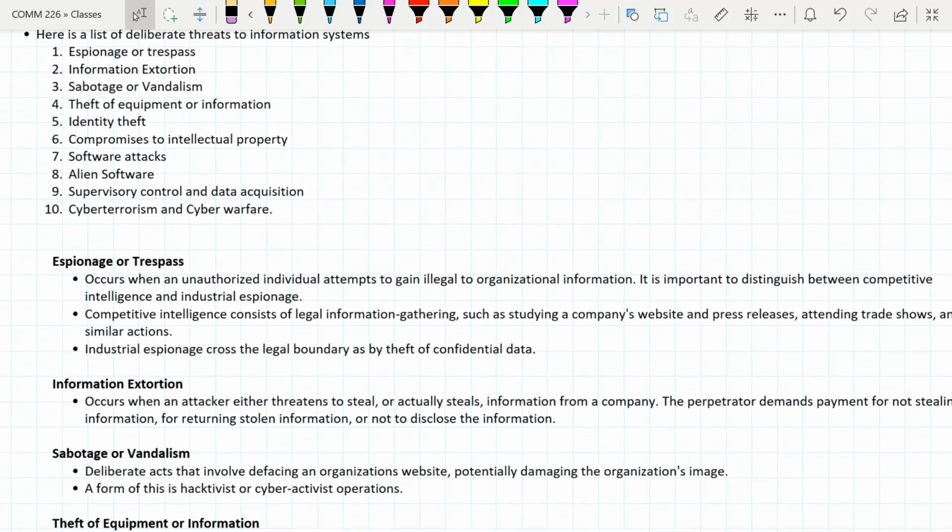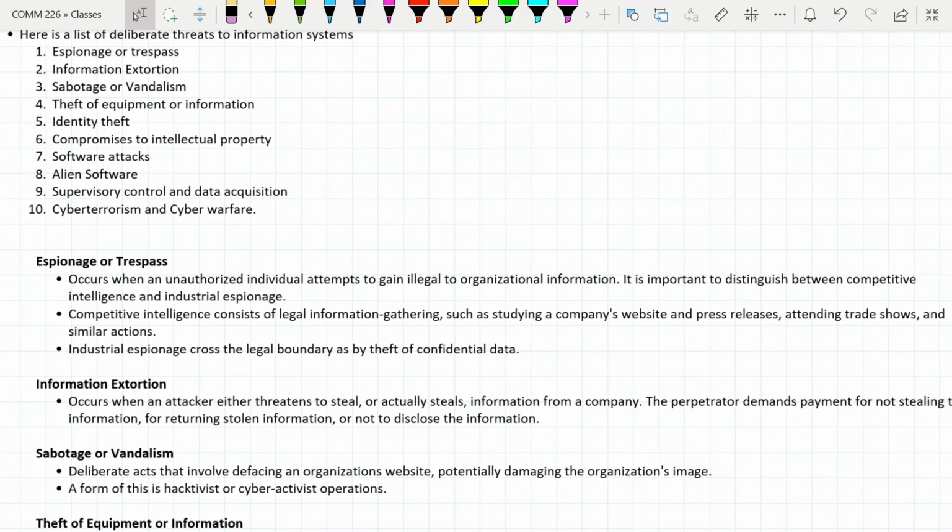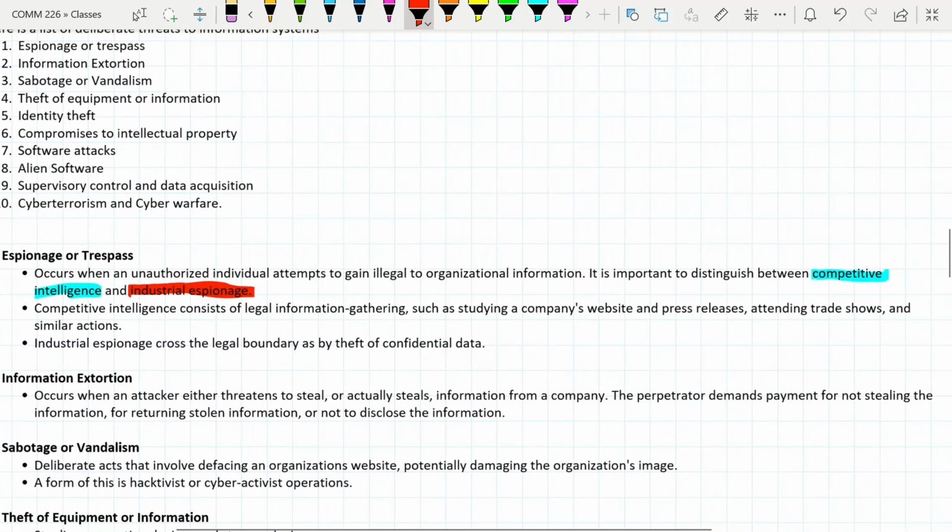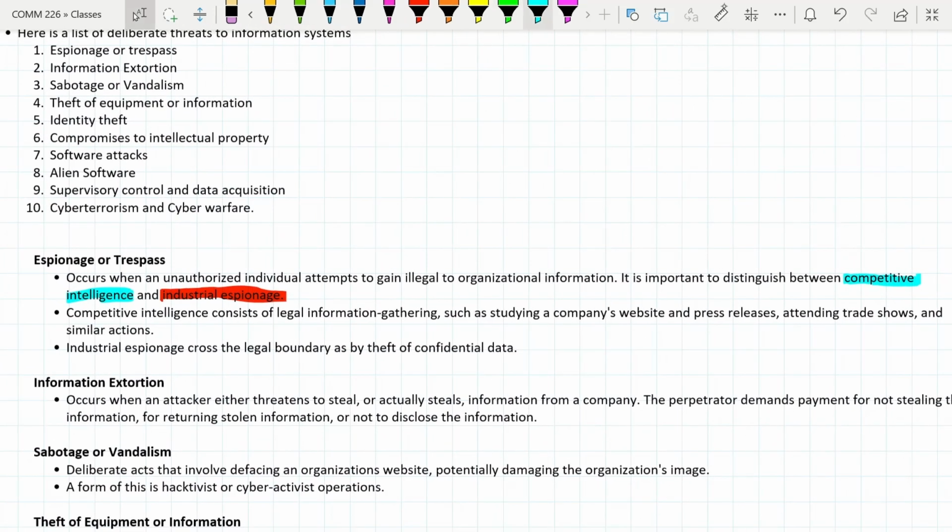So espionage or trespass occurs when an unauthorized individual attempts to gain illegal access to organizational information. It is important to distinguish between competitive intelligence and industrial espionage. Competitive intelligence consists of legal information gathering, such as studying a company's website and press releases, attending trade shows, and similar actions. So this is what competitive intelligence is.